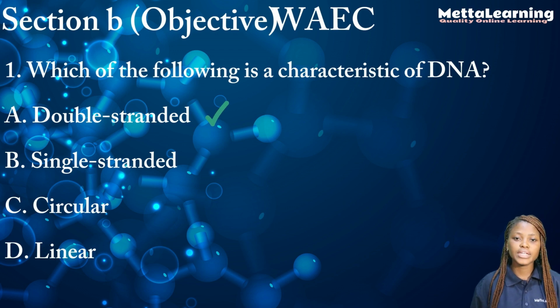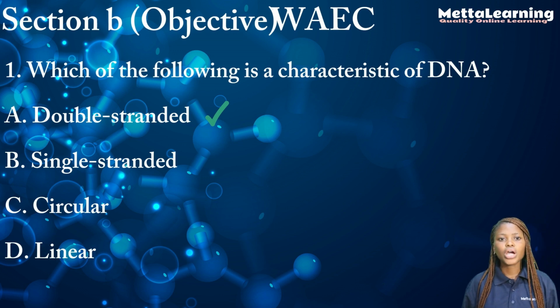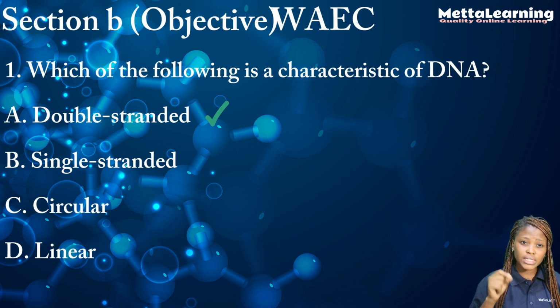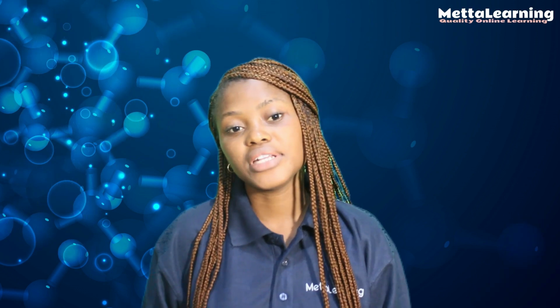We see DNA, deoxyribonucleic acid, is characterized by its double-stranded helix structure consisting of nucleotides twisting together. This question requires knowledge of DNA structure and the ability to distinguish correct and incorrect options, and also an understanding of basic molecular biological concepts.